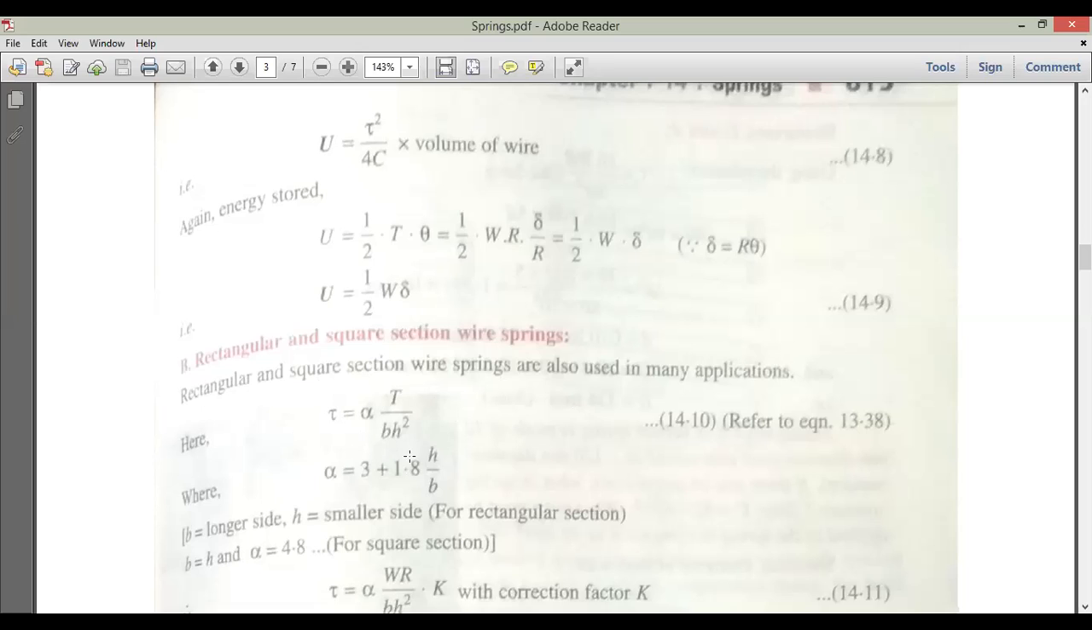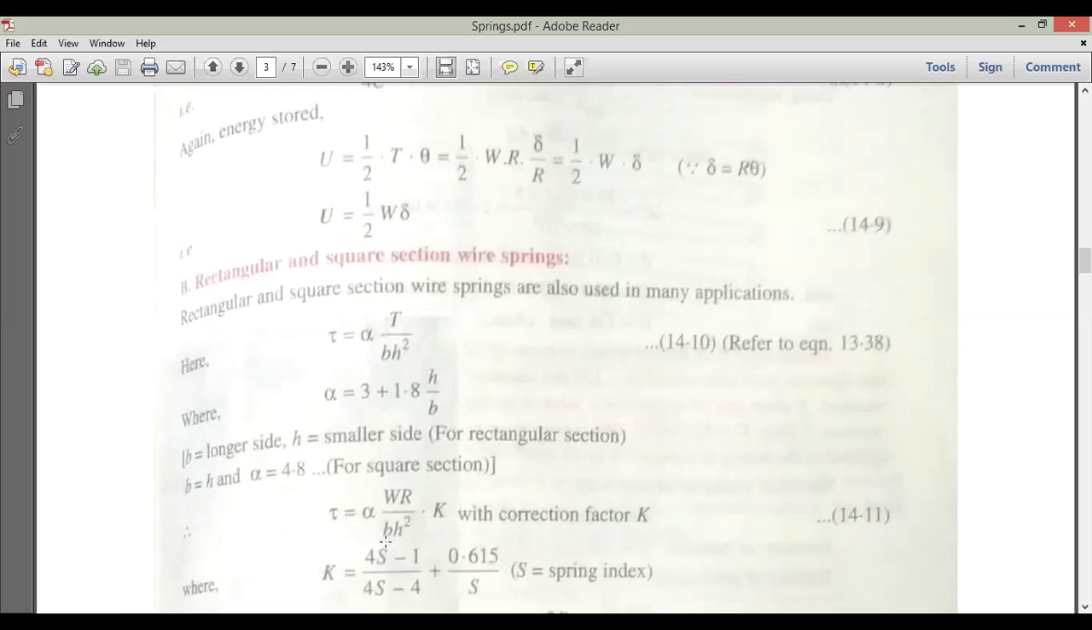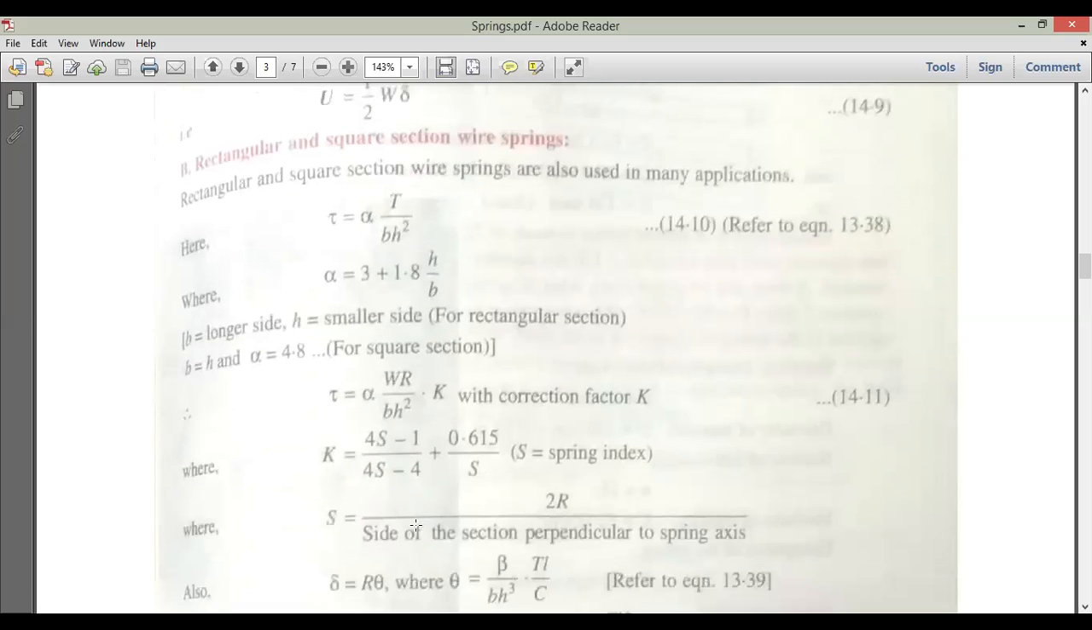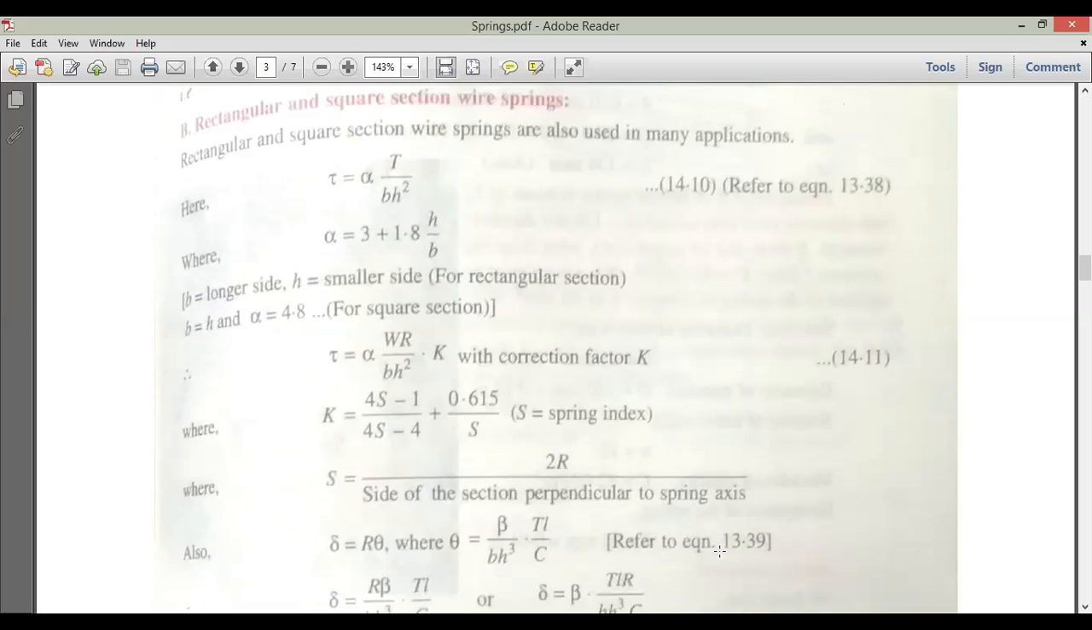Alpha equals 3 plus 1.8 h by b. B is the longer side and h is the smaller side for a rectangular section. For a square section, b equals h and the factor becomes 4.8. Shear stress tau equals alpha W R by b h square into K, where K is the correction factor, K equals (4S minus 1) divided by (4S minus 4) plus 0.615 by S. S equals 2R by the side of the section perpendicular to the spring axis.